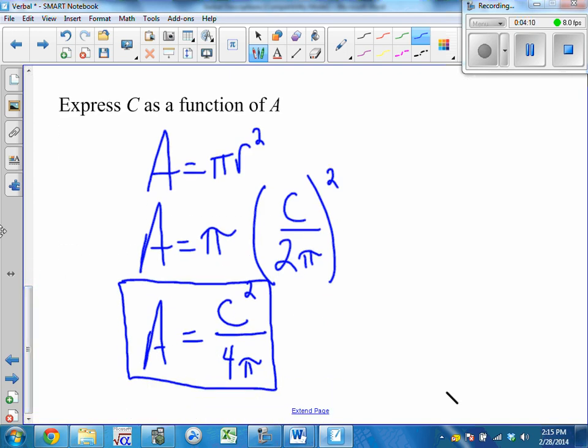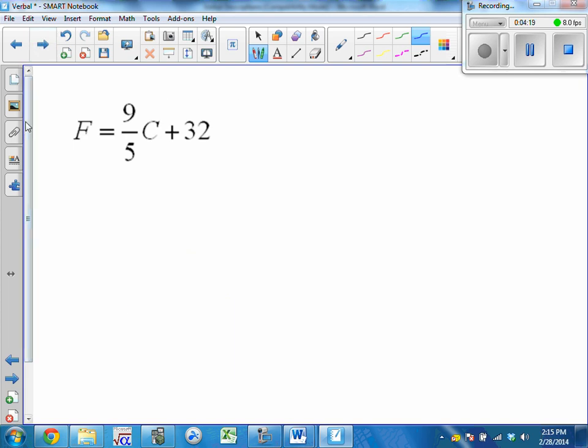Could you do this in multiple steps by finding the radius in between? Yes, but we're looking at one step. So we want to kind of understand what variables we're solving for. This is another classic example.